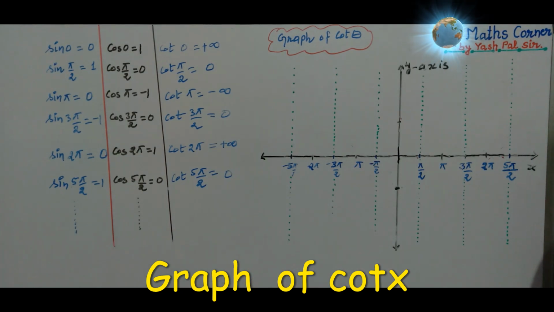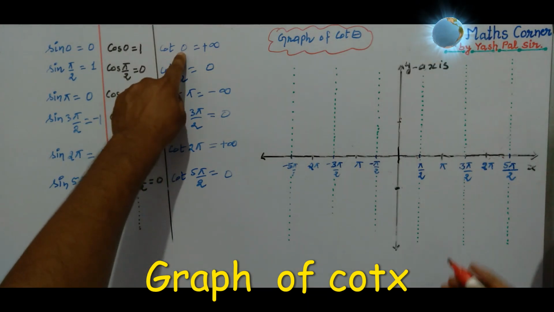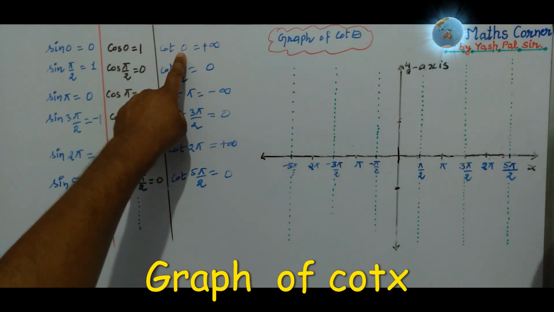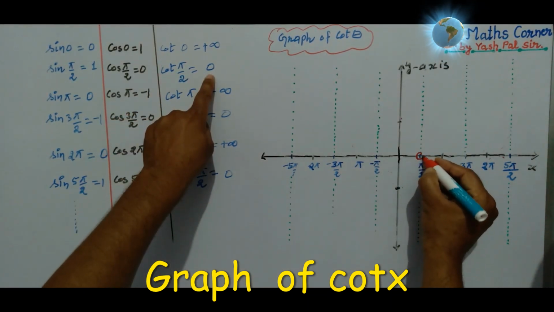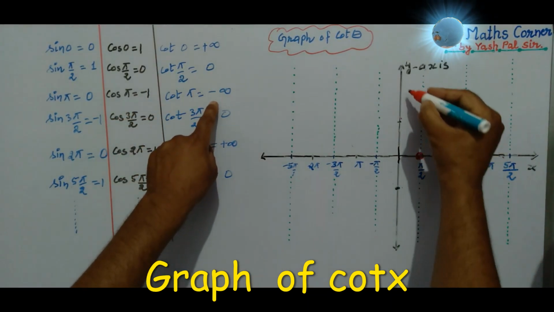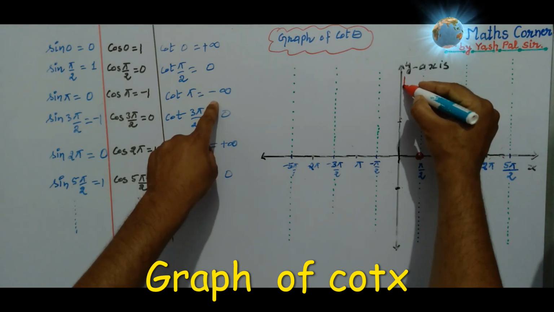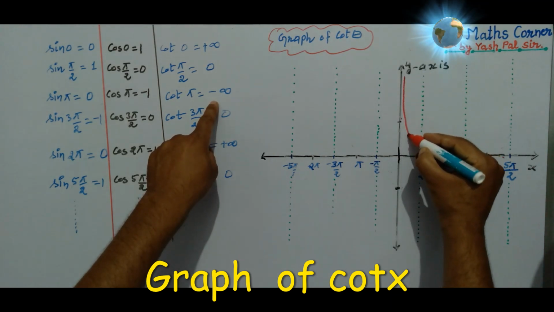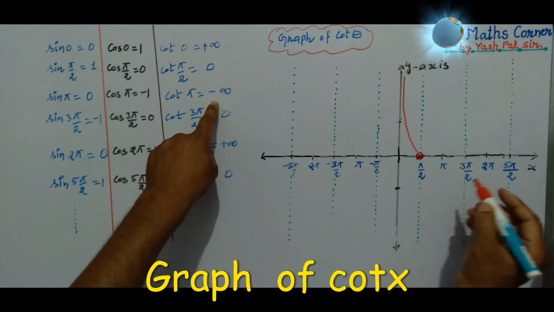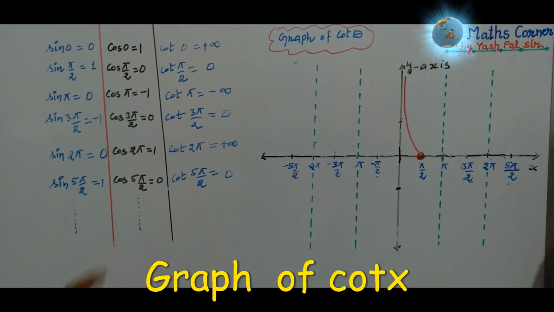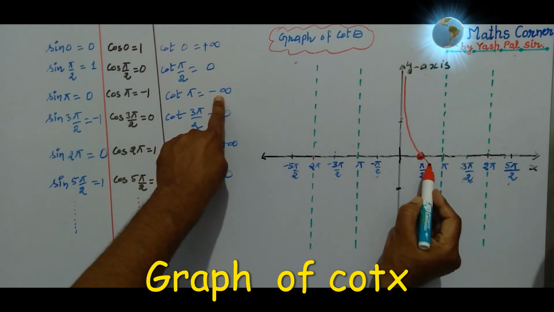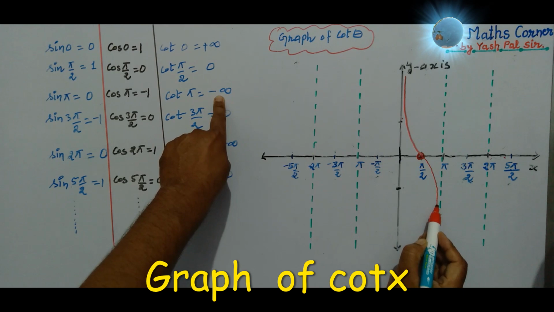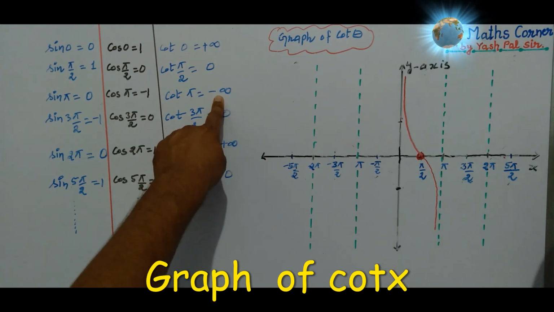Now we can sketch the graph also. How? First of all, cotangent 0 is infinity. Cotangent pi by 2 is 0, so this point. So first of all, the graph will be like this. Cotangent pi is minus infinity, so at pi this will go downward like this.